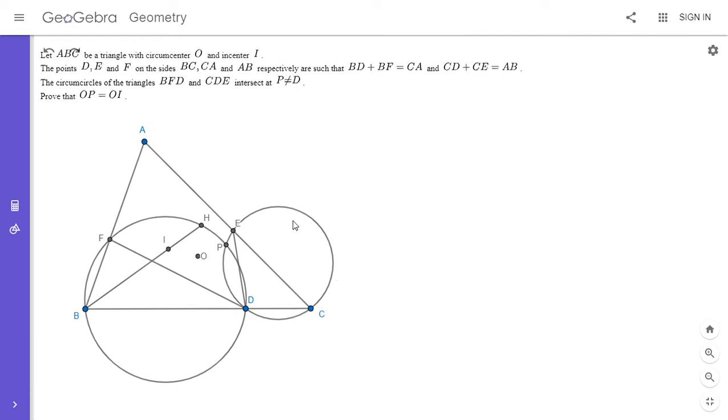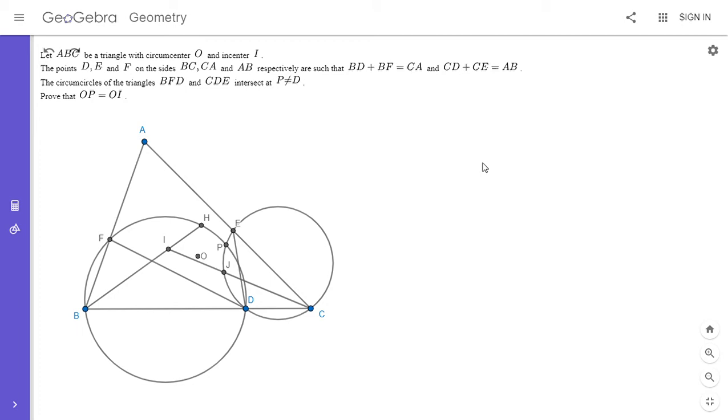I'm going to do the same thing with the circumcircle of CDE. If I draw the line CI and let it meet the circumcircle at point J, then J has to be the midpoint of arc ED. But before I write that out, there's something that we can notice here.